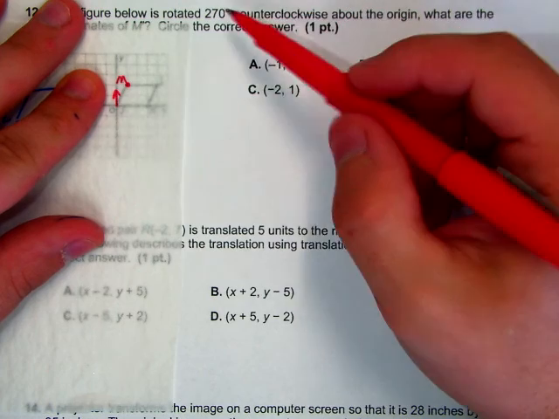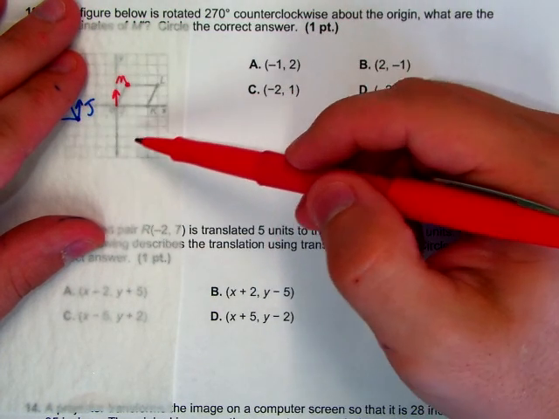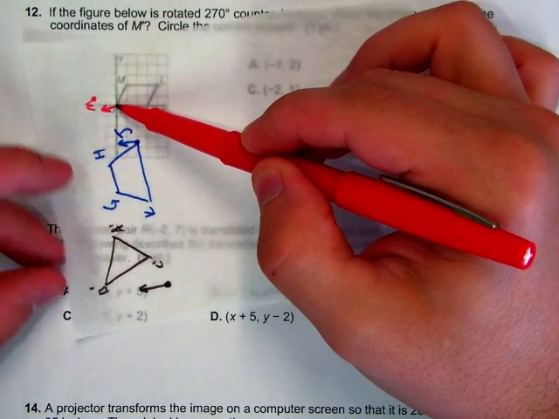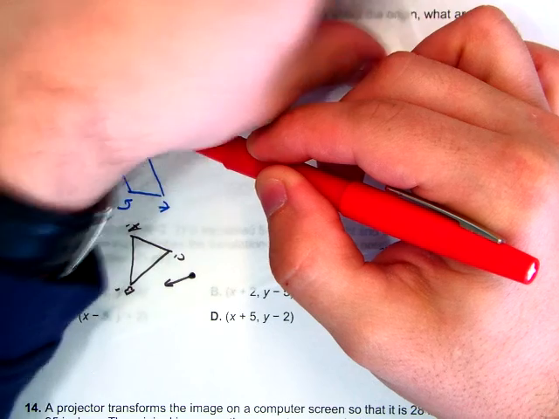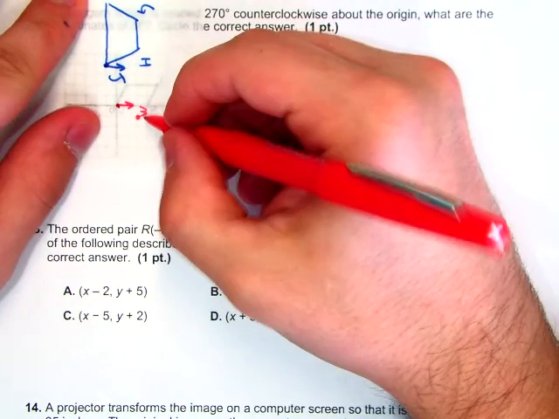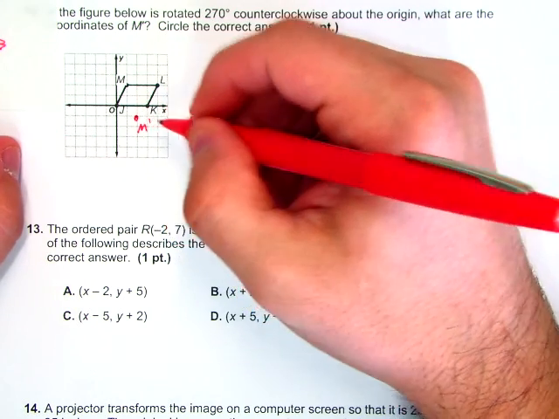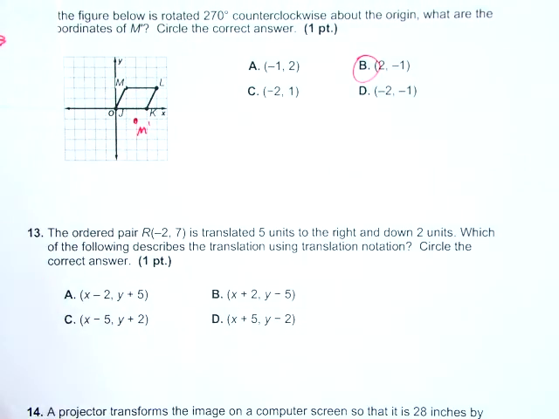270 counterclockwise, which means we're going to be going in this direction, and the arrow should be pointing to the right now. So I'm going to hold my pen, I'm going to move and rotate until I get the arrow pointing to the right. So M is right here now. So this is where M prime would be. That's at 2, -1, which is B.